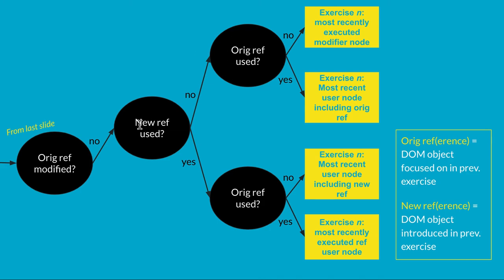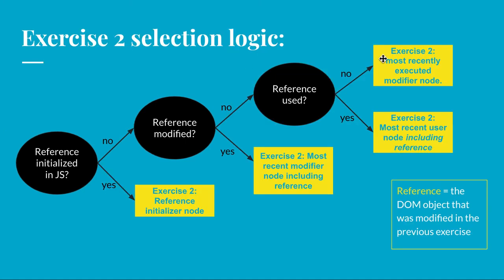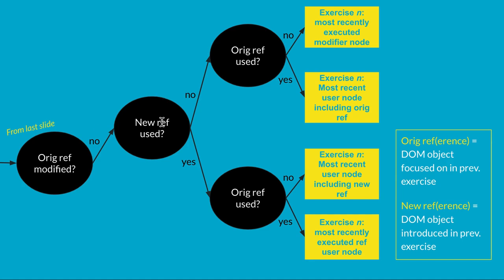Otherwise, if the new reference was not used but the original reference was used, we'll serve up the user node for the exercise of that original reference. And again, similar to the exercise 2 selection logic that we went over a couple slides ago, if neither reference has been used nor modified, then we go back to the exercise 1 selection logic: the most recently executed unvisited modifier node. So that was really quick, but I hope this was helpful for getting an idea of how the algorithm would run for exercise selection and breakdown. Cool.